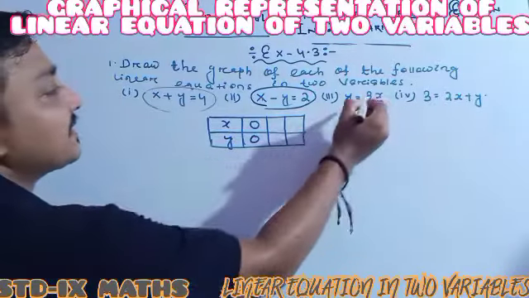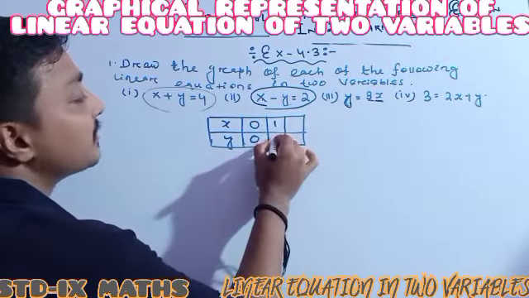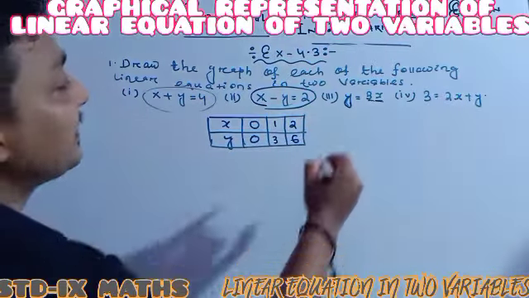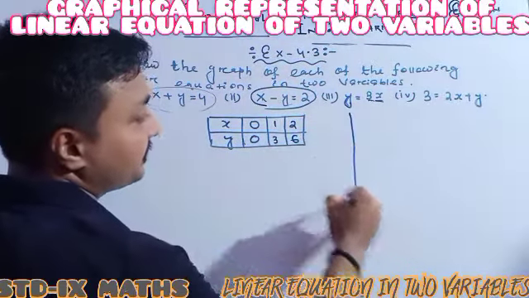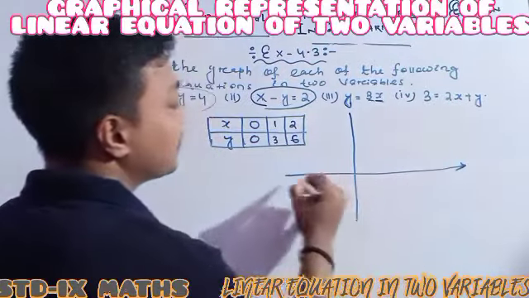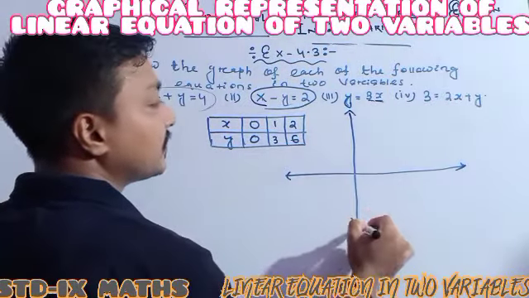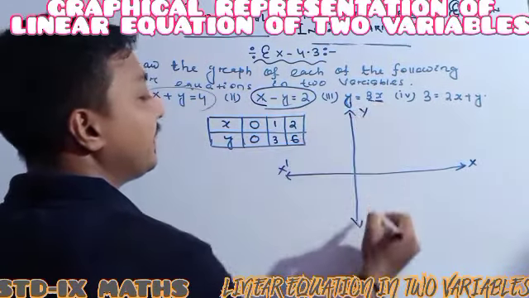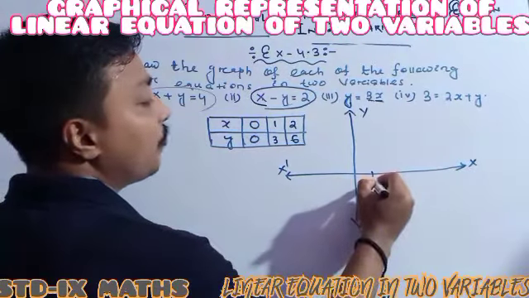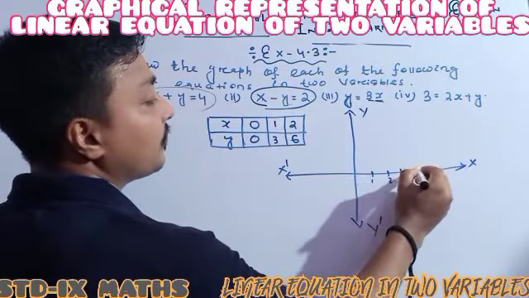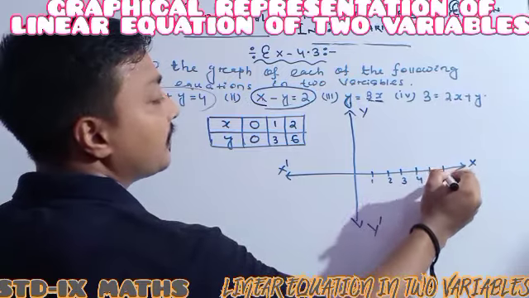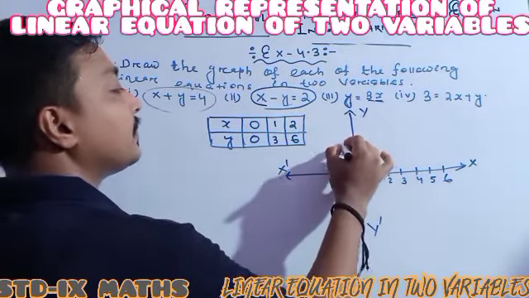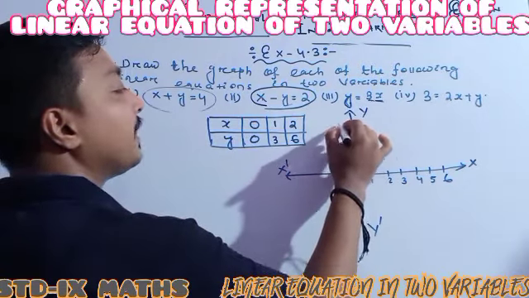So thereafter, x I am putting as 1, y becomes 3; x I am putting 2, y becomes 6. So in the graphical representation, here it is x, here it is x prime, here it is y, here it is y prime. 1, 2, 3, 4, 5, 6. Here it is also 1, 2, 3, 4, 5, 6.